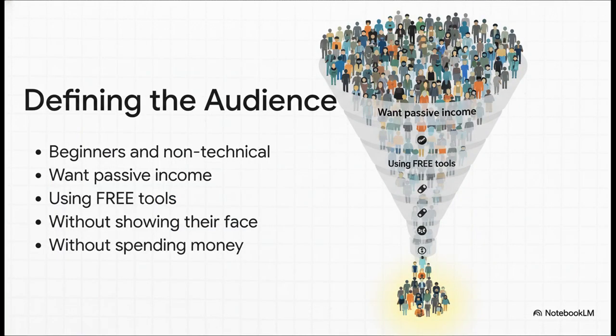And next, the prompt gets hyper-specific about who it's talking to. You can think of each of these bullet points as a filter. By telling the AI that the viewer wants free tools and wants to stay anonymous, it forces the script it generates to solve the audience's exact problems. That makes the content instantly more relevant and a whole lot more valuable.